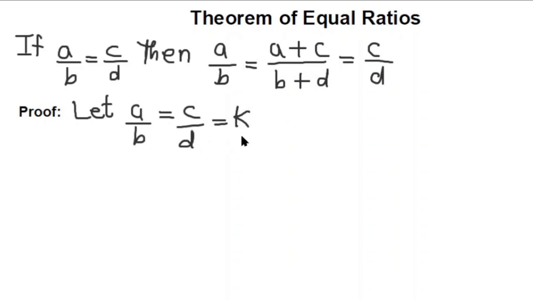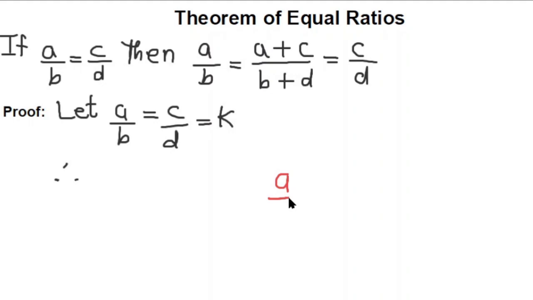Now K is any unknown number. Okay, we don't know the value. Therefore, what will we get? See, I will show here. A upon B is equal to K. Okay. See, if both are equal to K, then A upon B is equal to K and C upon D is also equal to K. A upon B is equal to K. Therefore, what will we get?